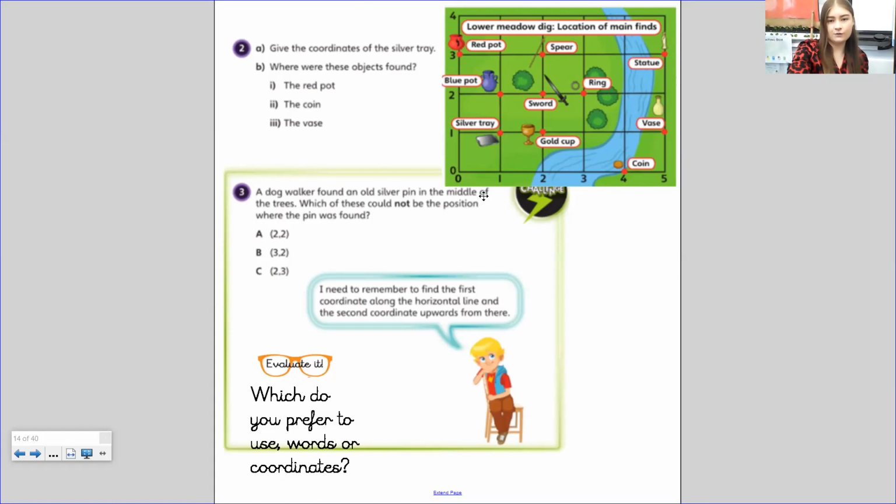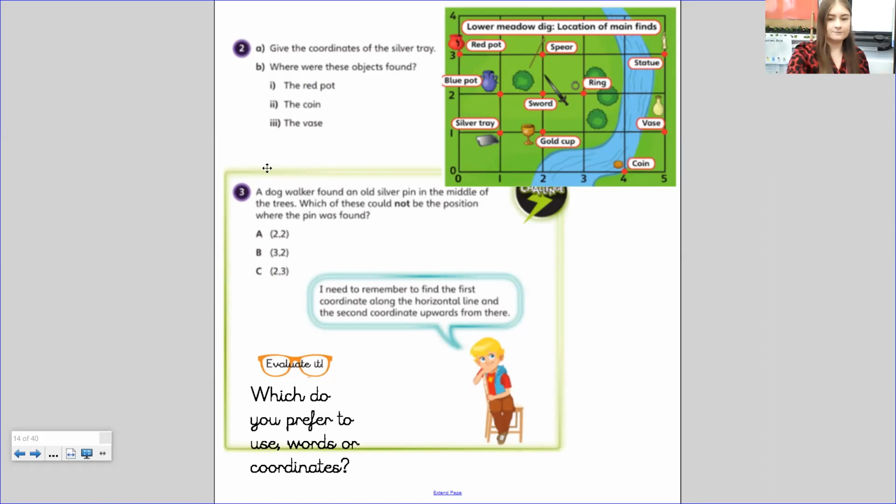What about 3, 2 then? So 3 and then 2 up. Okay, could be that one. It's in between the trees. It's between this tree and this tree, and it's also between those trees. Okay, what about 2, 3? So 2 along the corridor, 1, 2, 3 up the stairs. It's C that cannot be the pin. Why can C not be where the pin is? C is not in the middle of the trees. It's not in the middle of any trees.